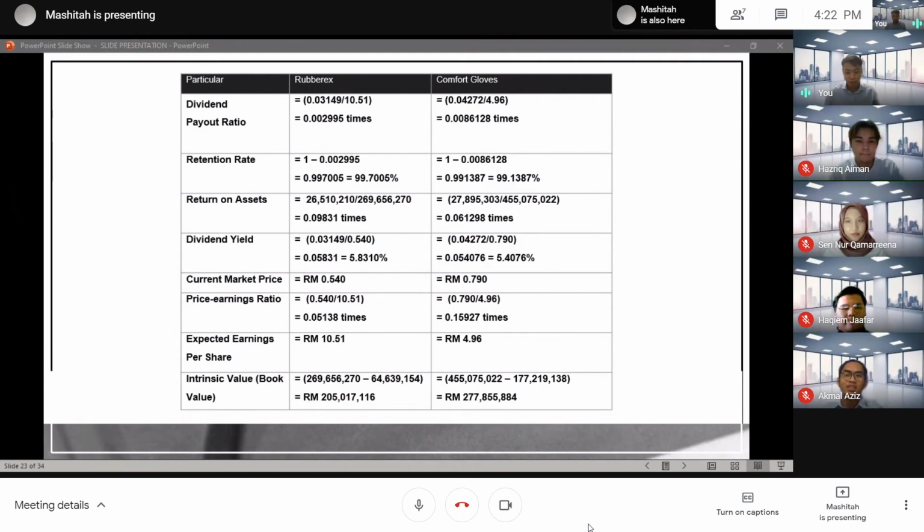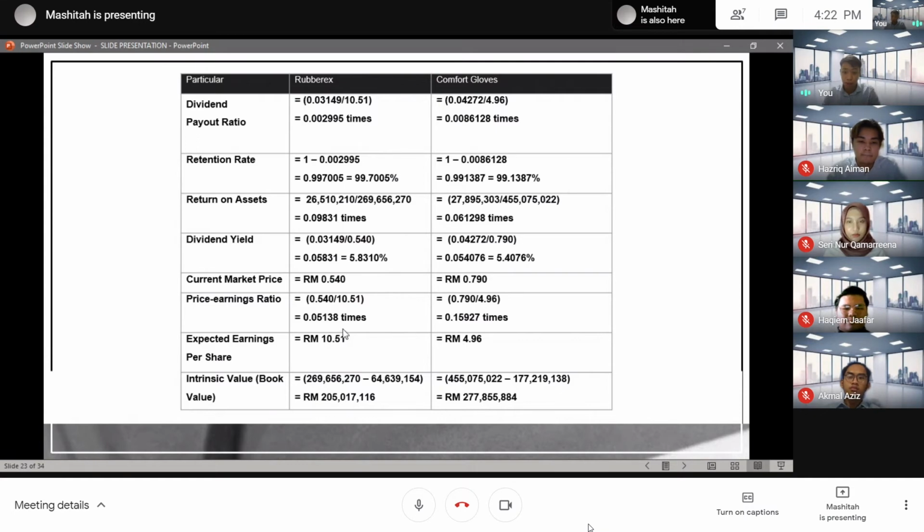Next is the price earning ratio. It shows that for Rubberex it is 0.05138 times, and for Comfort Gloves it is 0.15927 times, and it shows that trading Comfort Gloves is riskier than trading Rubberex. It is because it puts pressure on the company to do more to justify the higher valuation.